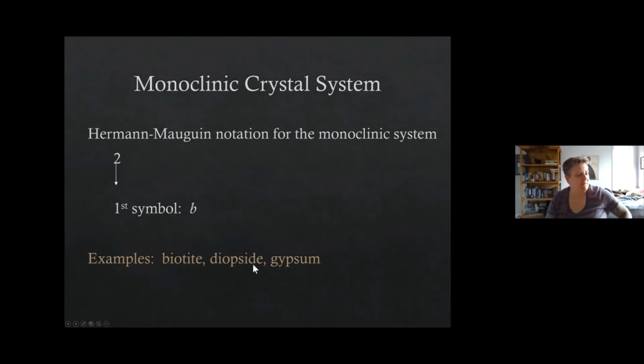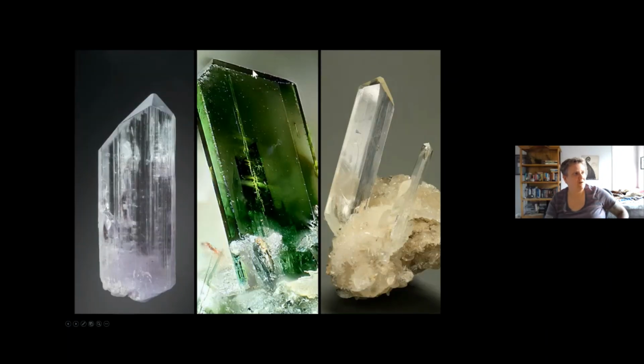So things like biotite, which is hard to see if you're looking at it in crystal because they often look hexagonal, diopside and gypsum are some of the classic ones that will show you the monoclinic angles. So this is a diopside crystal here. You can see that's a beta angle. If you put the C axis all the way through the center, the beta angle is going to be the angle between that C and this plane here, so much greater than 90.